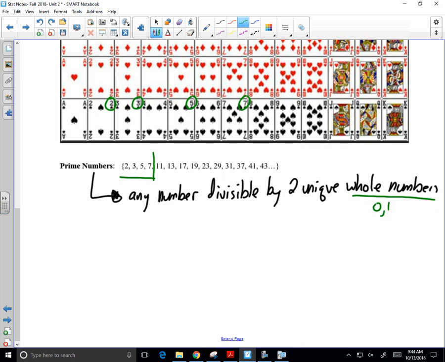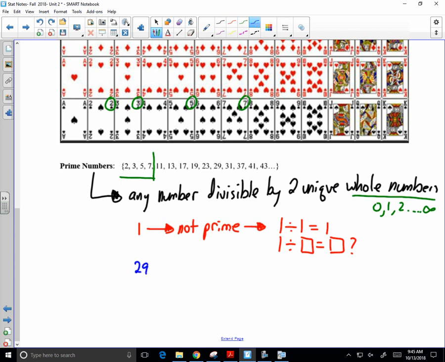Whole numbers are the set of 0, 1, 2, all the way up to infinity. So 1, for example, is not prime because it's divisible by only 1. There's no other thing I can divide it by to get a whole number as a result. No other whole number. But if I take 29, that is prime, because I could take the 29, divide it by the 1, and get 29. I could take the 29, divide it by 29, and get 1. All right, so two unique values.